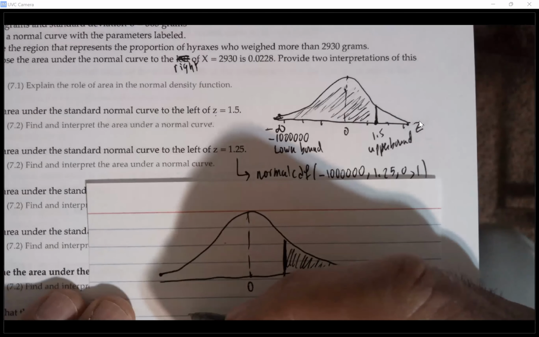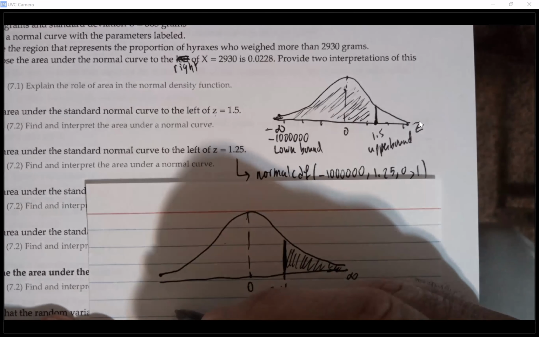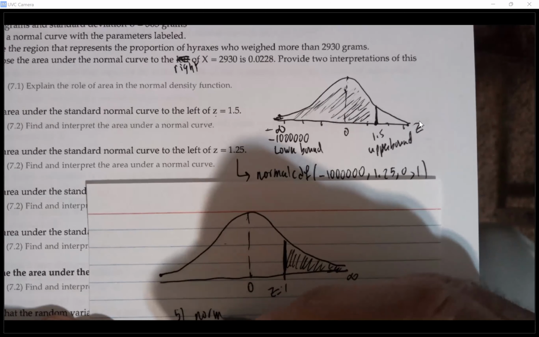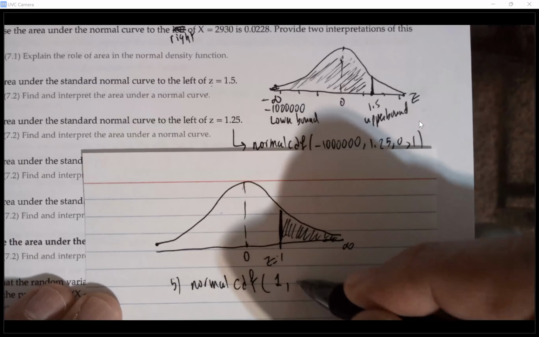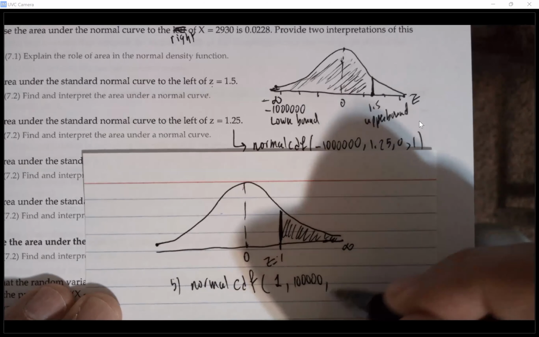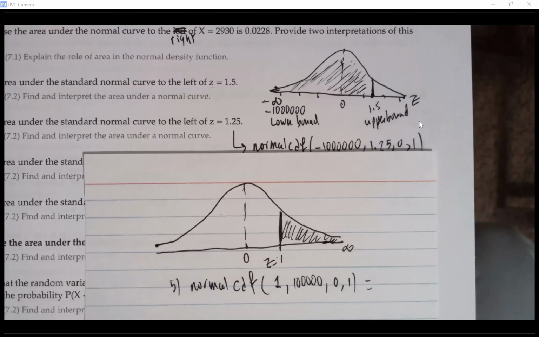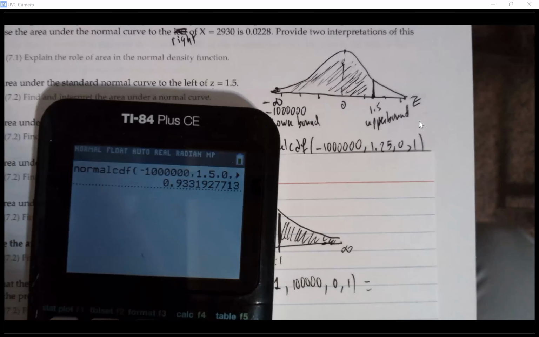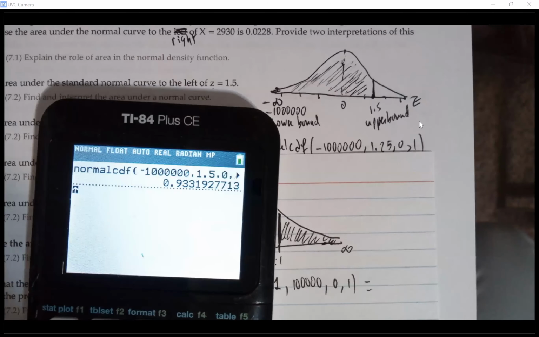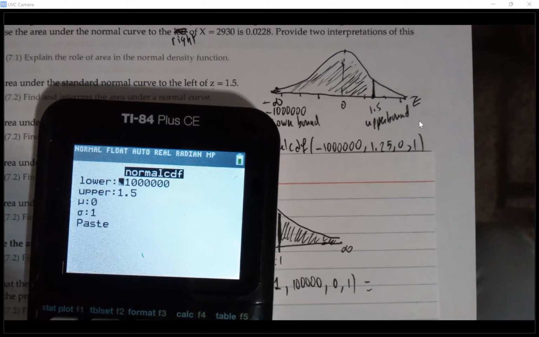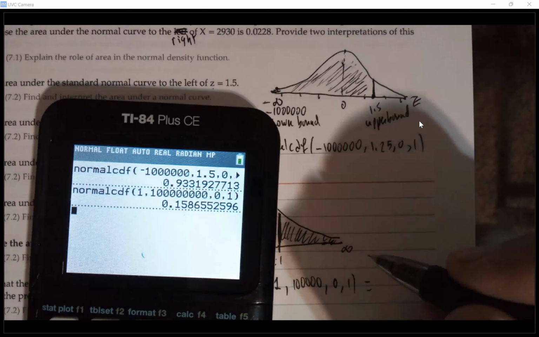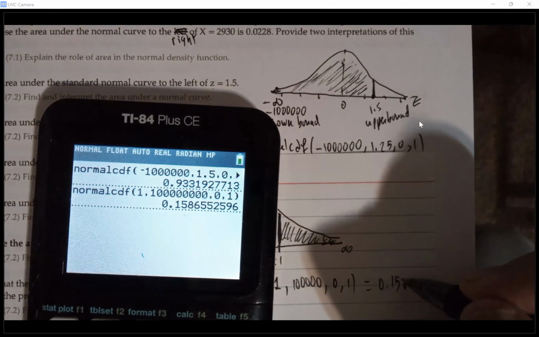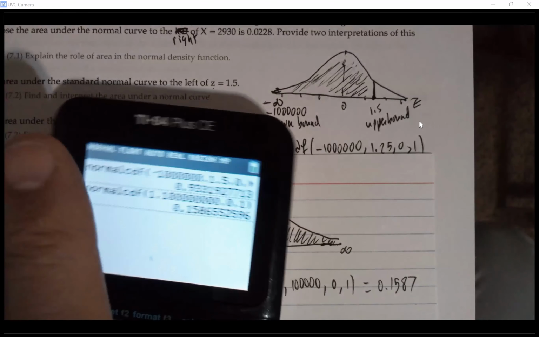So we just use 1,000,000, and then the mean is 0 and standard deviation is 1. So for number 5, it will be normal CDF. And then 1 is the lower bound, 1,000,000 is the upper bound, 0 and then 1. And let's see what the calculator gives us. Second, distribution, normal CDF, 1,000,000, put as many zeros as you want, and 0.1587. You need to round to 4 decimal places.